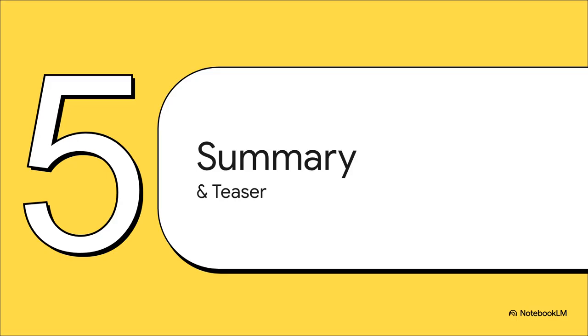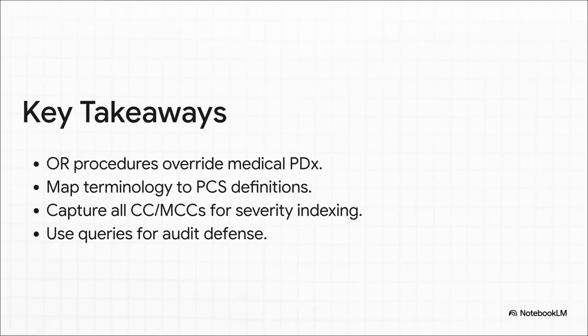Finally, Section 5, Summary and Teaser. The absolute core takeaway here is that a systemic infection, when paired with a precisely documented, qualifying OR root operation, completely transforms the claim. When that is supported by validated secondary conditions like septic shock, it yields a defensible, highly accurate surgical DRG that truly reflects your patient's severity of illness.